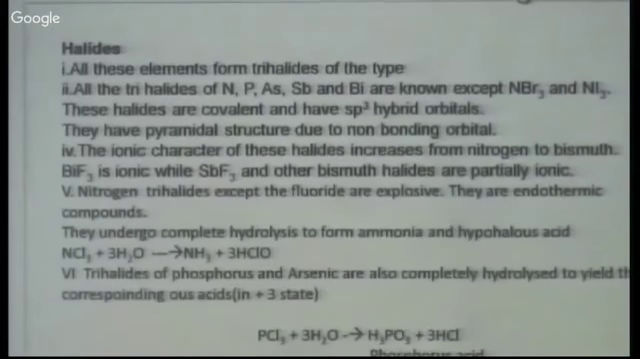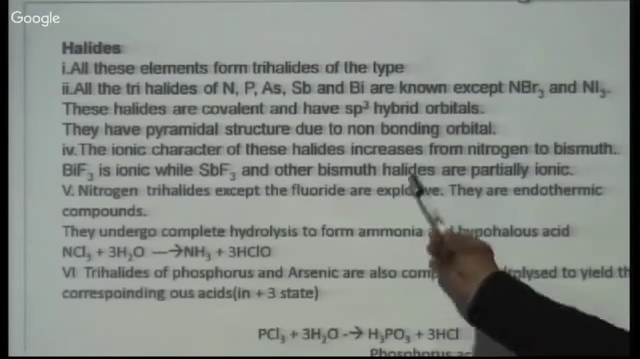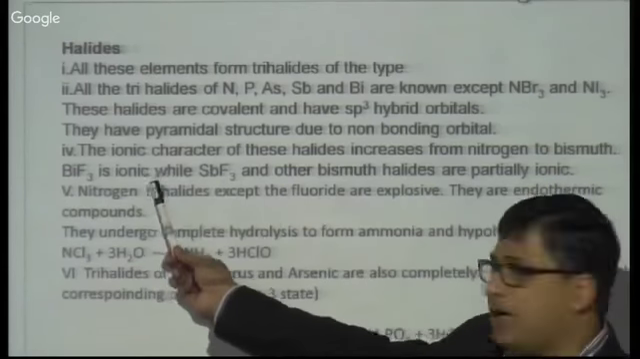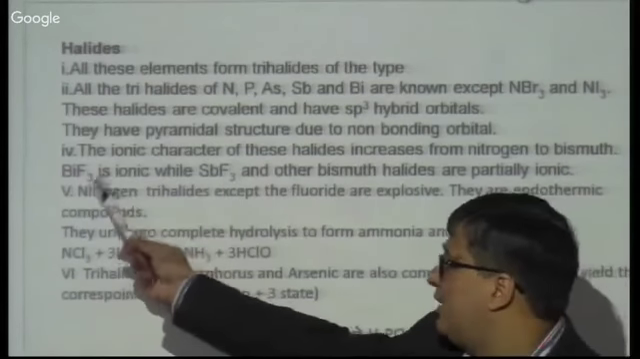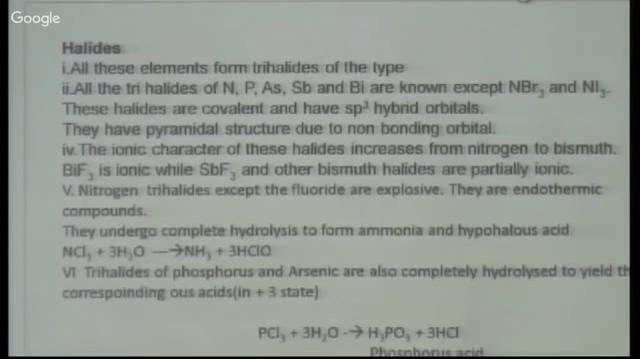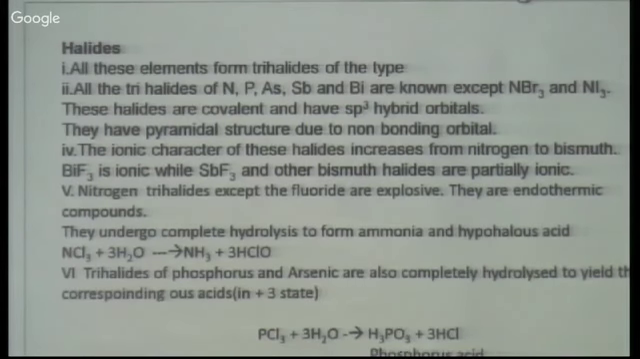The ionic character of these halides increases from nitrogen to bismuth. BiF3 is ionic. Why is BiF3 ionic, and SbI3 and other halides partially ionic? Due to Fajans rule. What is Fajans rule?